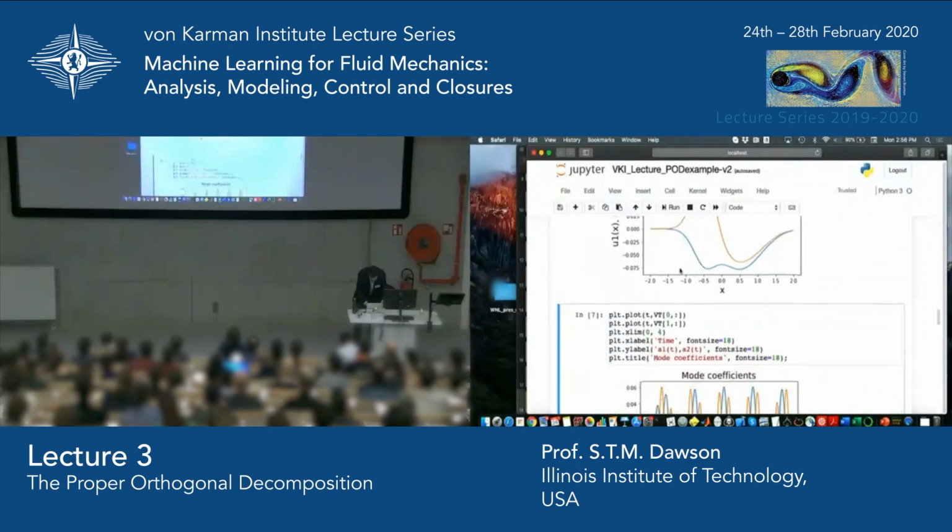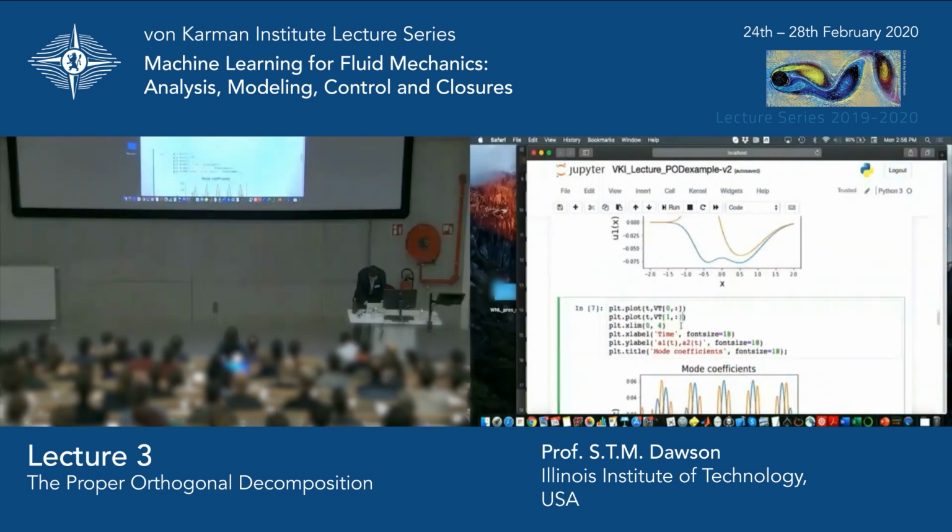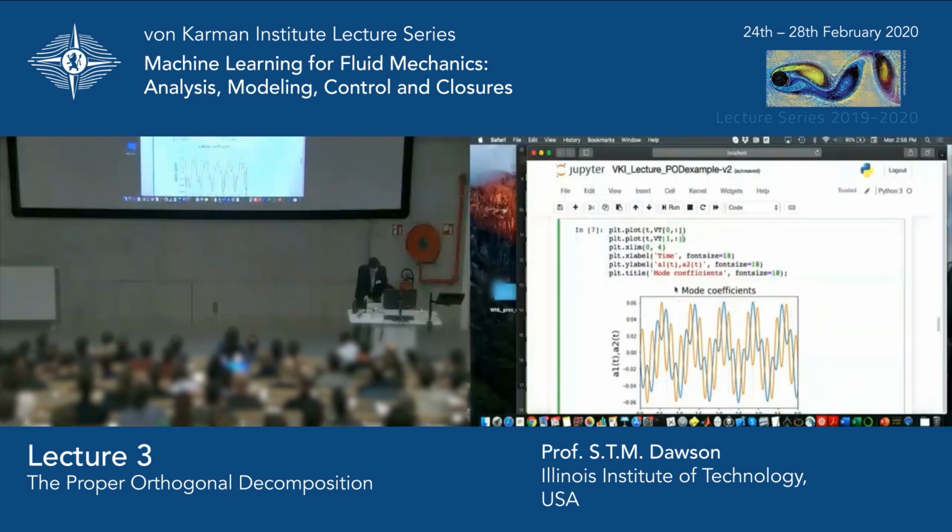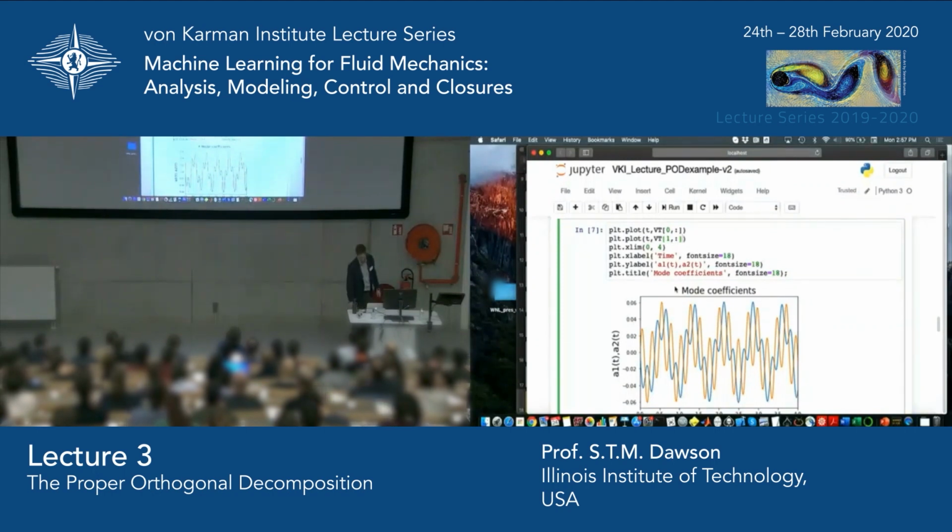If we wanted to see that a different way, we can look at the mode coefficients, which are the corresponding temporal functions that tell you what your time evolving coefficients of each of your spatial modes are. And again, here we see that we end up with a mixture of contributions from those two components, so from both of the frequencies.